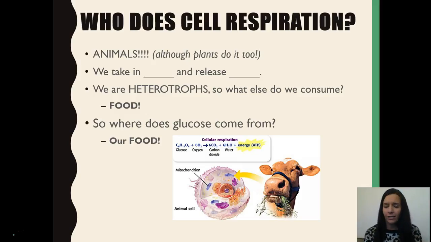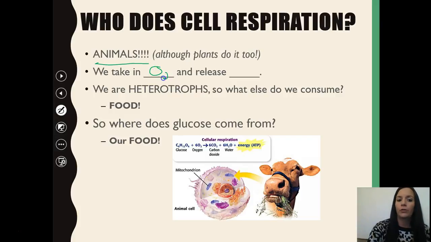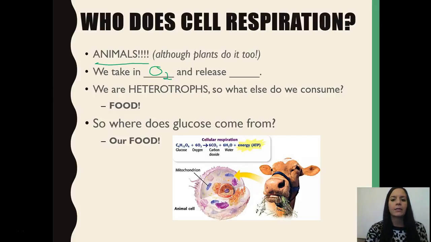So who even does cell respiration? The answer is animals, although plants can do it too. We take in oxygen, or O2, and what do we release? CO2. So we are heterotrophs, meaning we have to consume something else, right? That something else is food. Then the answer becomes, where does our glucose even come from? Our food. And here's a cute little picture of a cow.